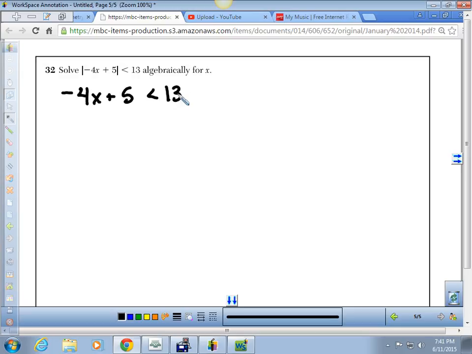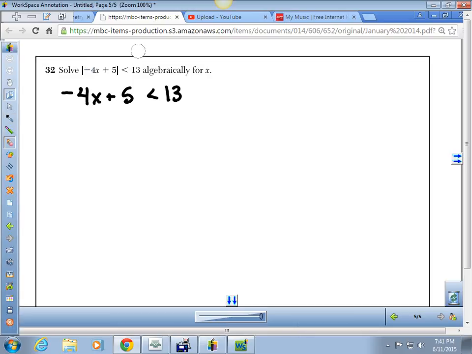So if there was something being added to this over here, what would be the first thing I would have to do? Subtract it off. If there was something multiplied to it, we'd have to divide it out. We've got to make sure that the absolute value is isolated first. Then we can go through the two equations. What's the second one?